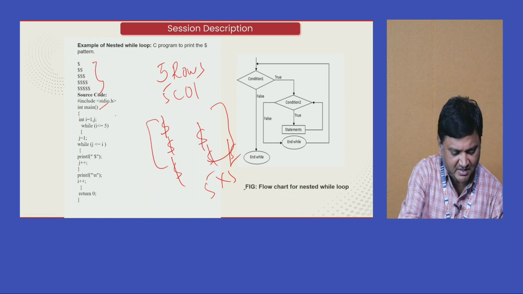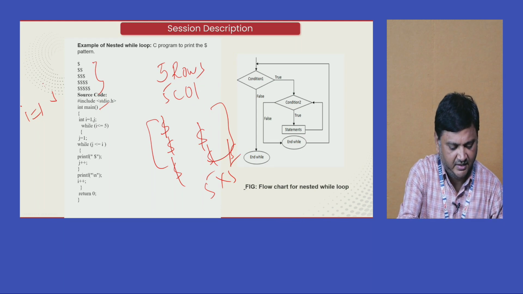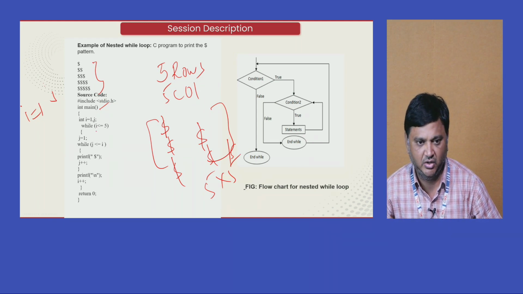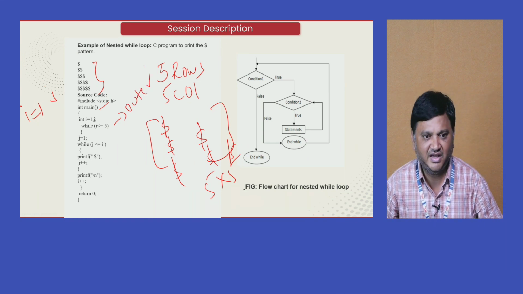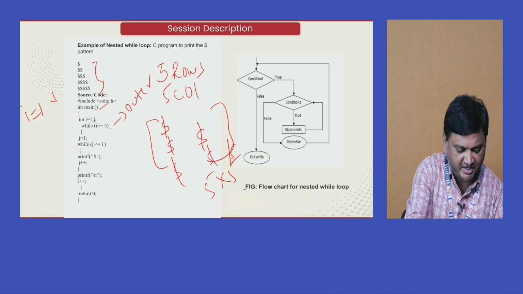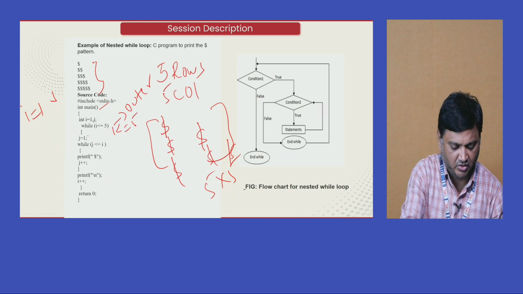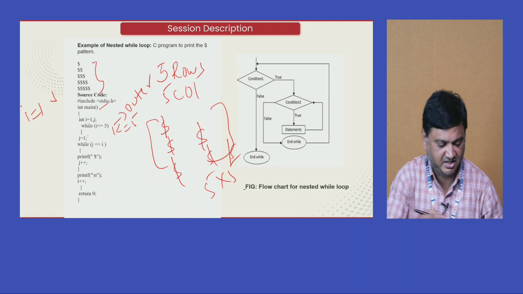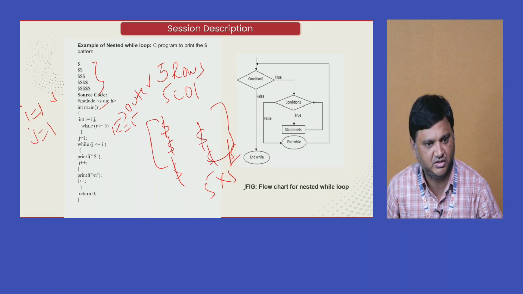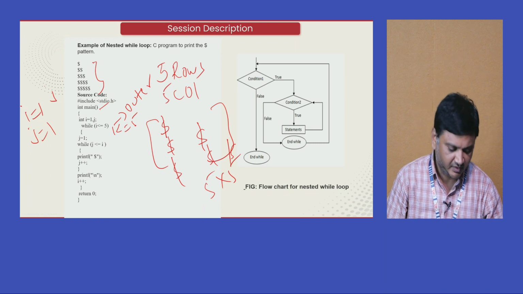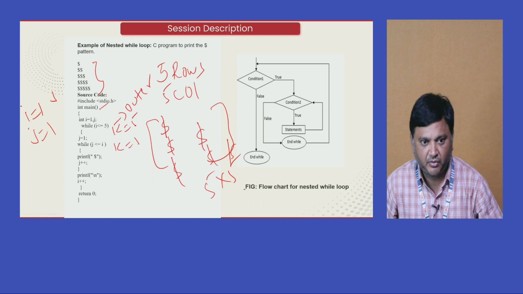So once i = 1 and j is not initialized yet, it goes into the first while loop. This is called the outer while loop. What is the i value, my dear students? 1. What is the condition I wrote? 1 less than or equals to 5. Yes, it goes inside. Now I have initialized the j value. What is the j value? 1. Is 1 less than or equals to 1? Yes, that's true. The inner loop also is satisfied.